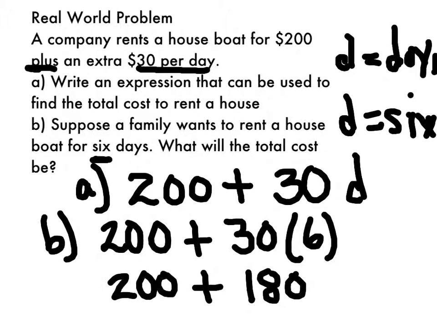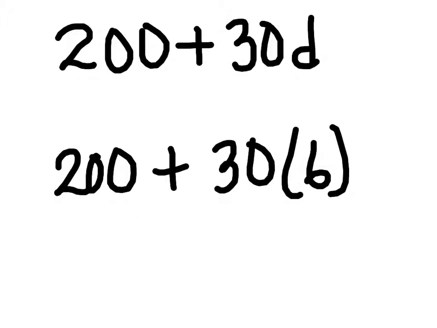So to answer the question, what will the total cost be? It's going to be $380. So using the information from that last real-world problem, we had 200 plus 30D, which was our expression. So we're kind of reviewing the information that we've learned.